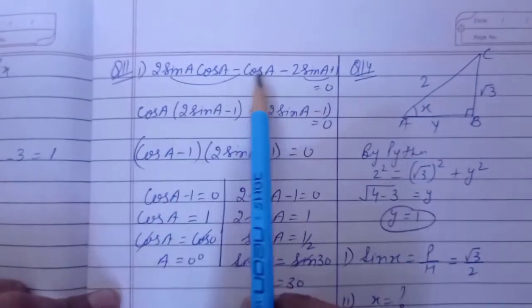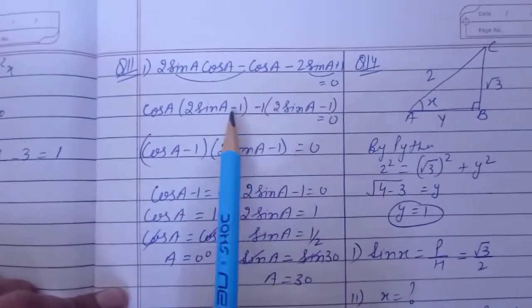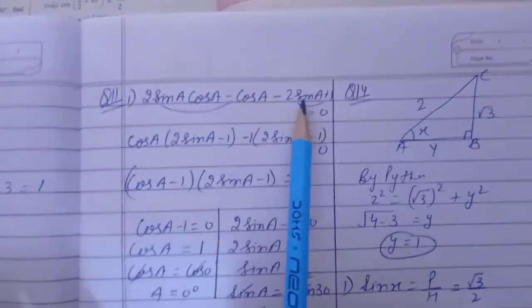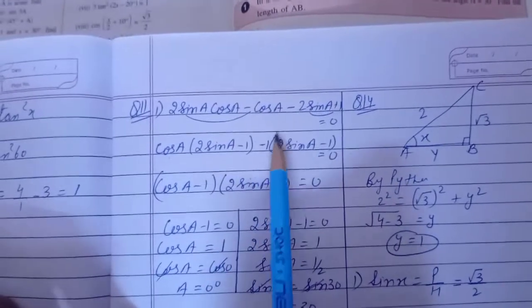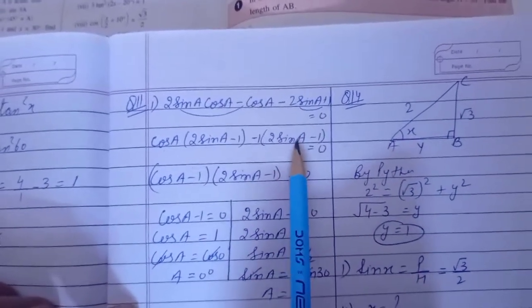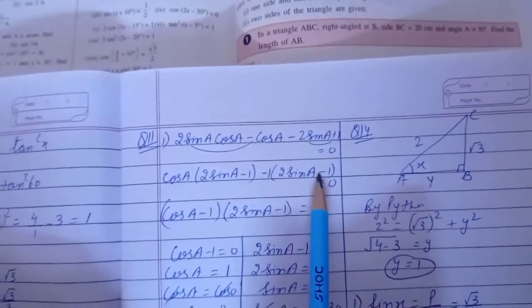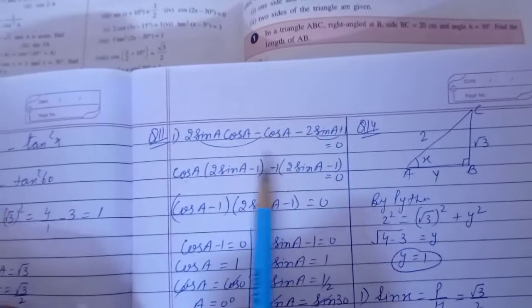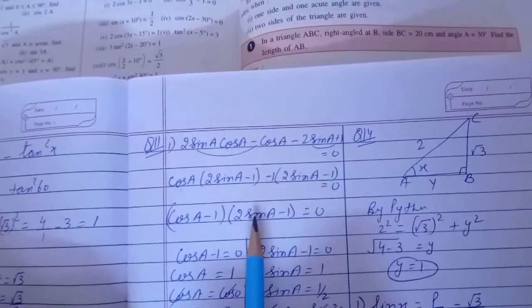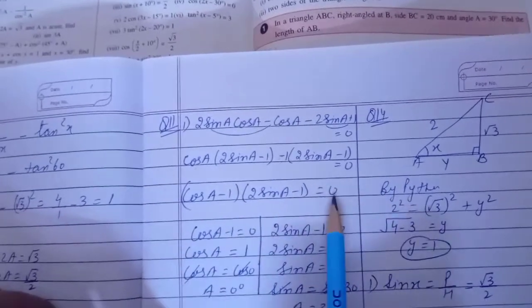What is common between these two terms? Cos A. Here what are you left with? 2 sin A. This is already taken out. Minus 1. Between these two terms, nothing is common. Minus 1 is taken out. Inside, what are you left with? 2 sin A. As minus is taken out, this sign will change. Here you are left with minus 1 equals 0. Now, you can see these two terms are exactly the same, which I have taken out. And here you are left with cos A minus 1 equal to 0.